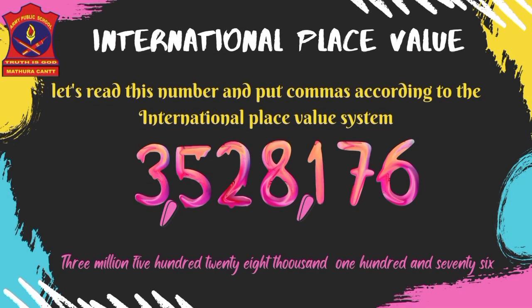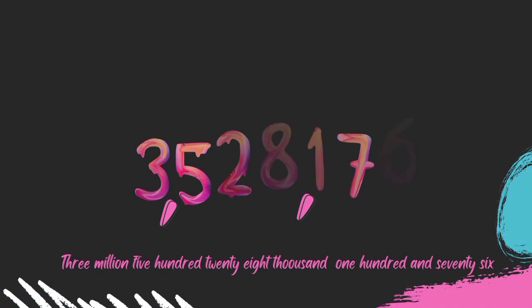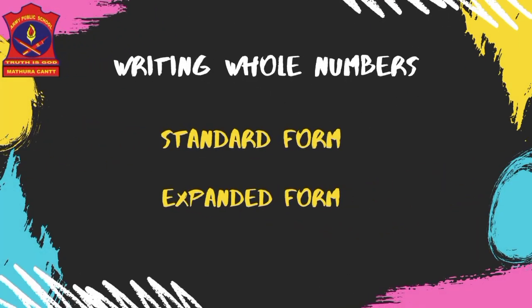Okay, now let's read this number and put commas according to the international place value system. You should remember that while reading a number, all the digits in the same period are read together along with the name of the period except the ones period. So now we can read this number as 3,528,176.